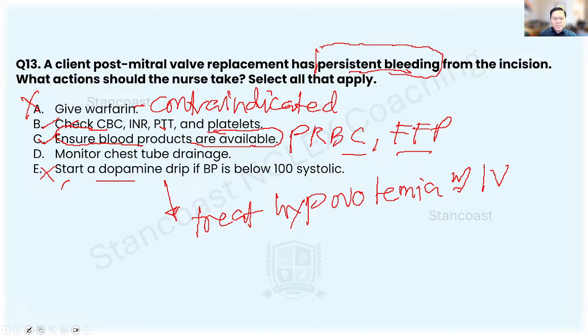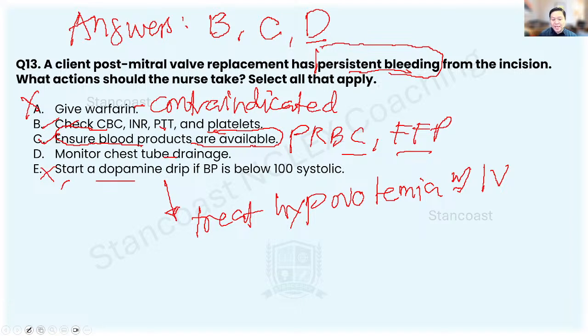Now, moving forward, guys, our correct answers are the following. We have letter B, we have letter C, and what else? We also have letter D. What is in letter D? Monitor chest tube drainage. Yes. The reason that letter D is one of the answers is because the mitral valve surgery itself can require the use of a chest tube drainage, and this is going to help remove the air, the fluid, or could be the blood from the chest cavity after the surgical procedure.